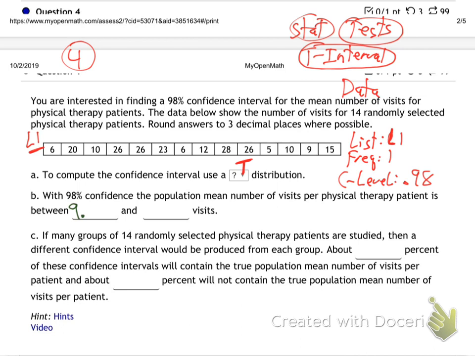I'm getting 3 decimals again, 9.746 to 21.968. Last part, it's always just whatever your confidence level, that means 98% chance that the true average is in our interval, 2% chance it's not. That's what we're doing with a confidence interval, right? Questions on that? All is well?